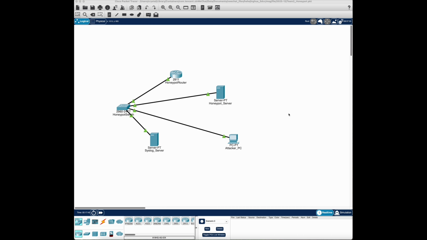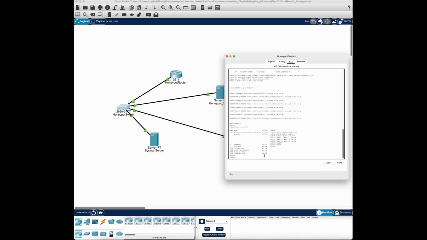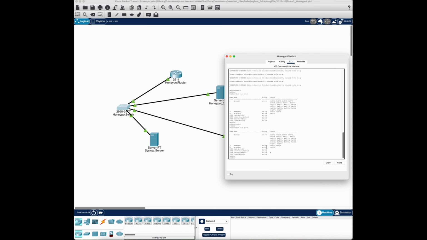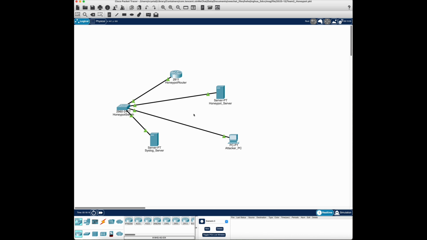Our first step is VLAN segmentation. The honeypot and syslog server are in VLAN 10, while the attacker is placed in VLAN 20. This forces the attacker's traffic to pass through the router, enabling us to enforce ACL blocking. Next, the router is configured with sub-interfaces for each VLAN. This allows layer 3 routing between the honeypot network and the attacker network.